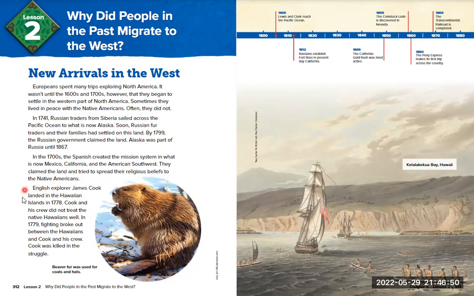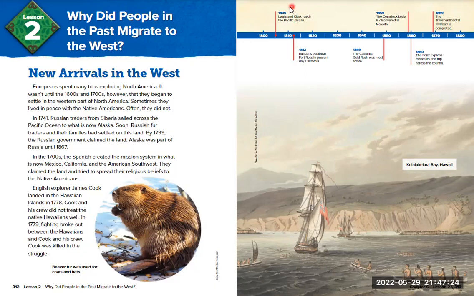English explorer James Cook landed in the Hawaiian Islands in 1778. Cook and his crew did not treat the native Hawaiians well. In 1779, fighting broke out between the Hawaiians and Cook and his crew. Cook was killed in the struggle. Earlier, we read about Russian fur traders, and here we have the picture of a beaver with the caption, "Beaver fur was used for coats and hats."